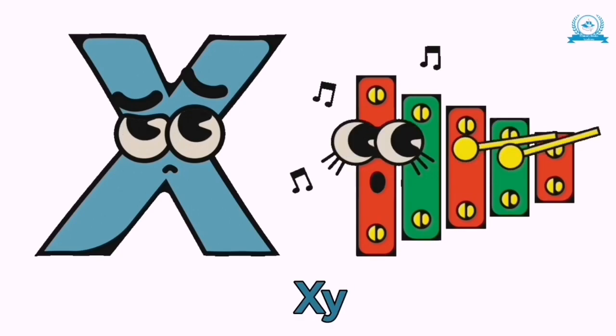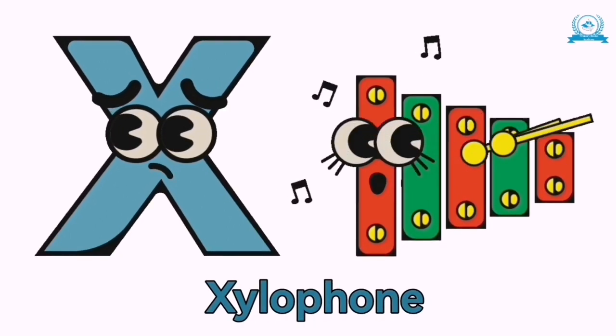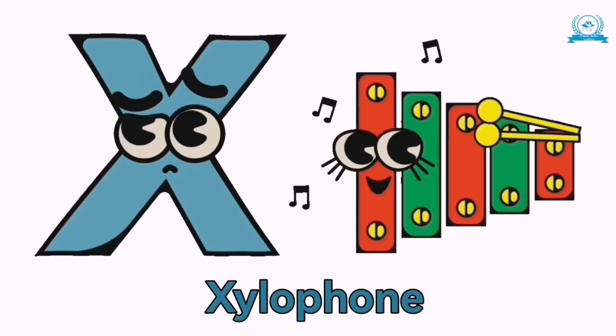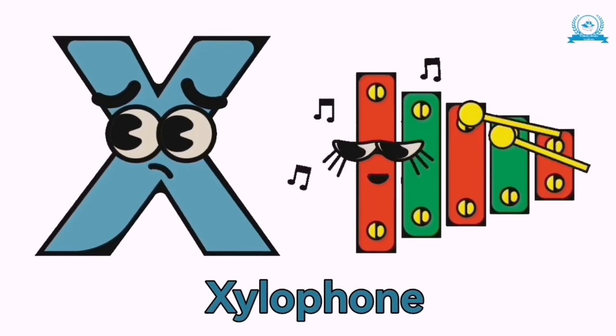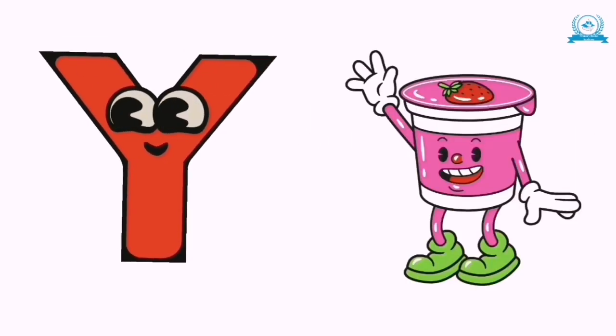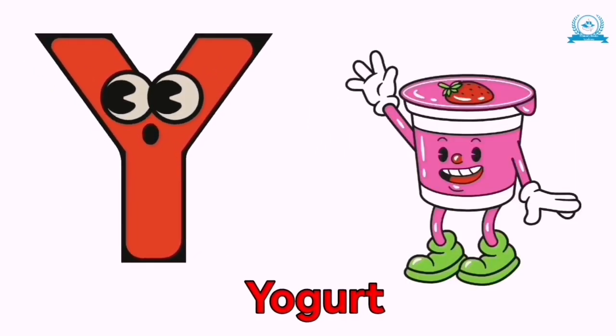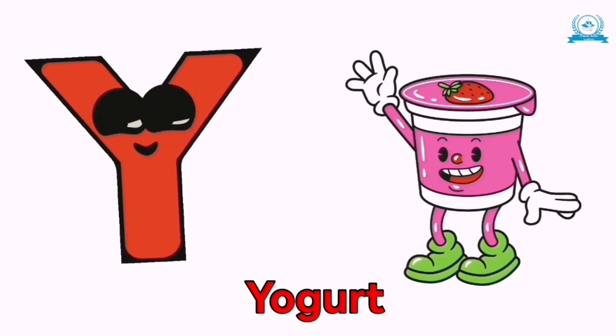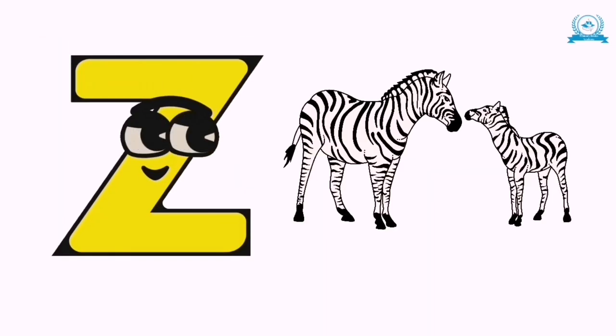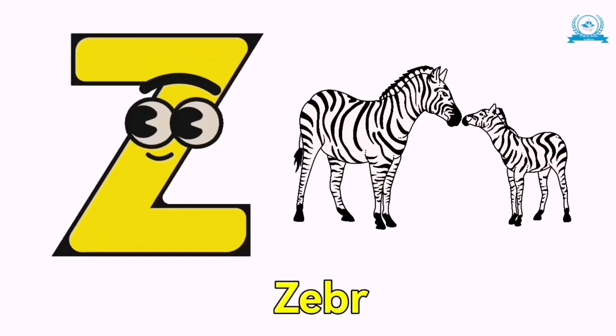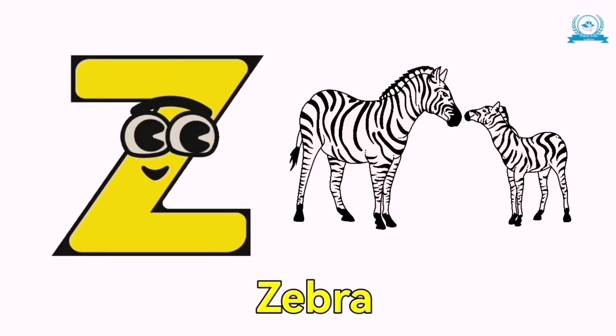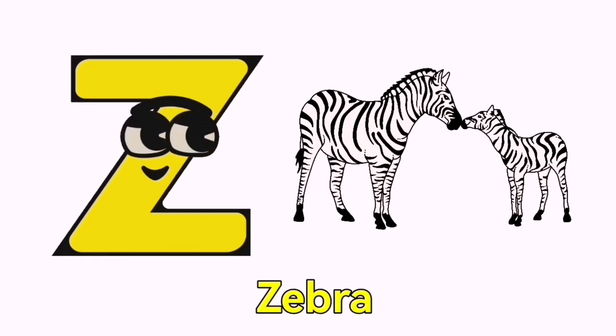X for xylophone. Y for yogurt. Z for zebra.